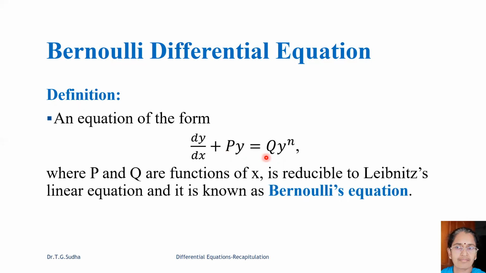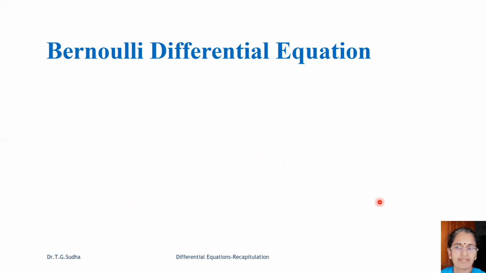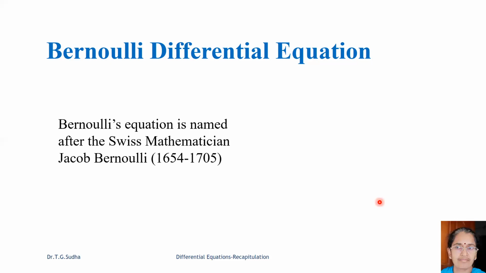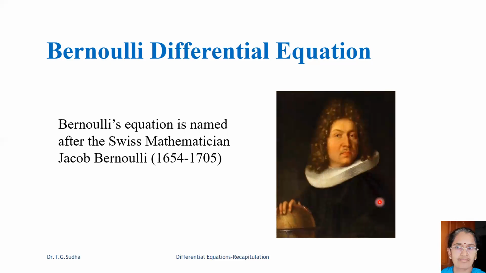So here both p and q are functions of x. And this equation is reducible to Leibniz linear equation and it is known as Bernoulli's equation. Bernoulli's equation is named after the Swiss mathematician Jacob Bernoulli.